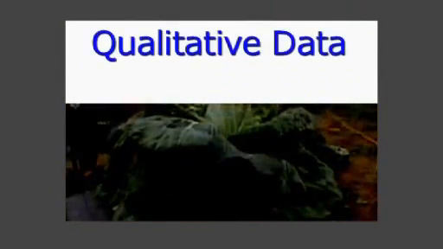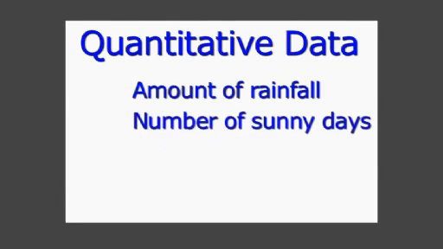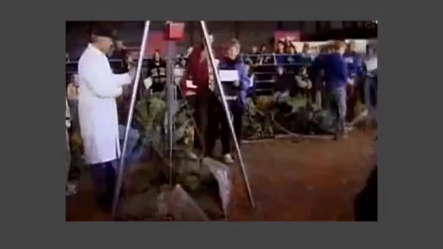An example of qualitative data could be the type of soil and the nutrients they add to it. Examples of quantitative data could be the amount of rainfall and the number of sunny days these plants enjoy, as well as the obvious one, how long or heavy the resulting vegetable is. Although these two brother farmers grow unusual vegetables, their record keeping is typical for farmers who seek an award-winning harvest year after year.